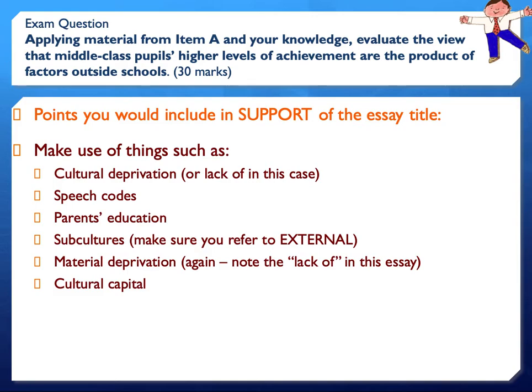Here is a list of things that are considered to be external factors, hence they could be used to support the view in the essay title that the reasons for social class differences are the product of factors outside of the school. But be careful, the question is actually asking why middle class kids do better. So if you're using cultural deprivation, you need to say that middle class kids in this case aren't deprived. Same for material deprivation, there's no deprivation here for the middle class student. Remember, you've got 45 minutes for this essay, so you could probably do a fairly decent amount of these factors.